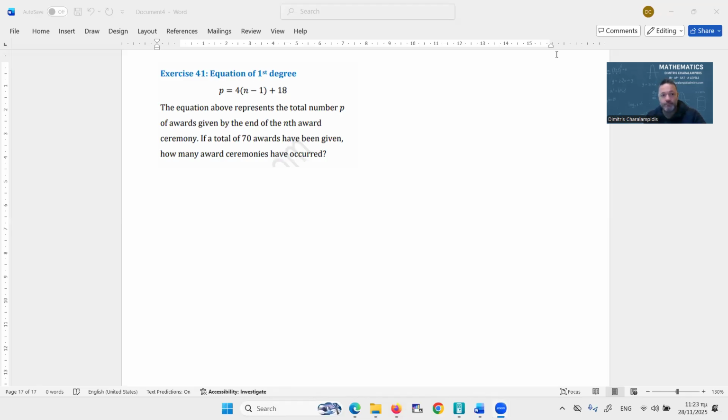Exercise 41. The equation above, P equals 4 times (n minus 1) plus 18, represents the total number P of awards given by the end of the nth award ceremony. So, let me write that once again. And like we keep saying in all these exercises, we always need to carefully understand the two quantities which are being connected. Here we have n and P.